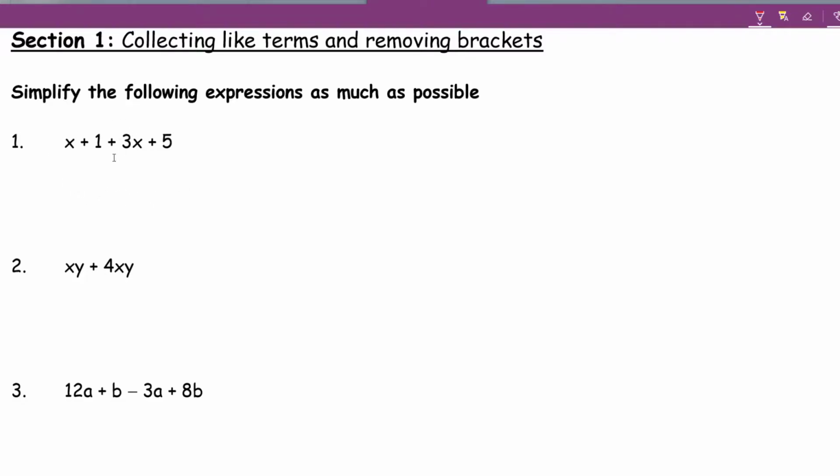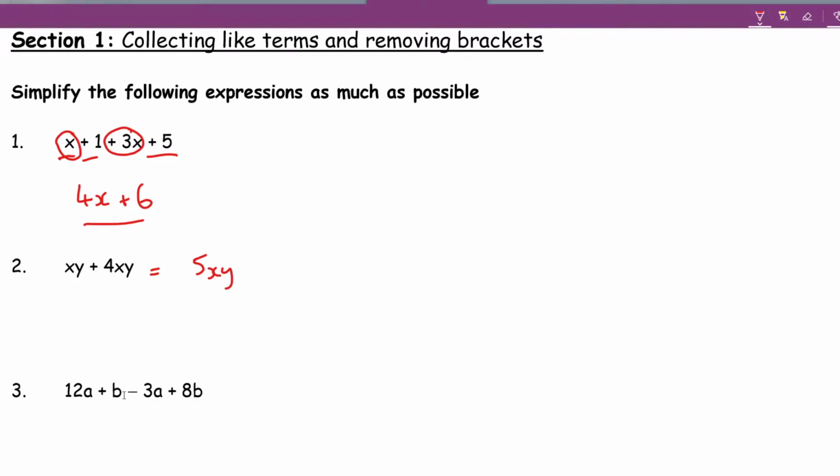Okay, first of all, collecting like terms, very simple. Collect all the x's. You've got x here, you've got a plus 3x there, and if there's no sign in front of the x, it's obviously just positive x. That's going to give me 4x altogether. And I've got a positive 1 and a plus 5, so 1 plus 5 is 6, so that's going to be positive 6. Okay, next one, so xy is a product of x and y, and there are 4 lots of xy's here, so collecting those all together, I've got 5 lots of xy.